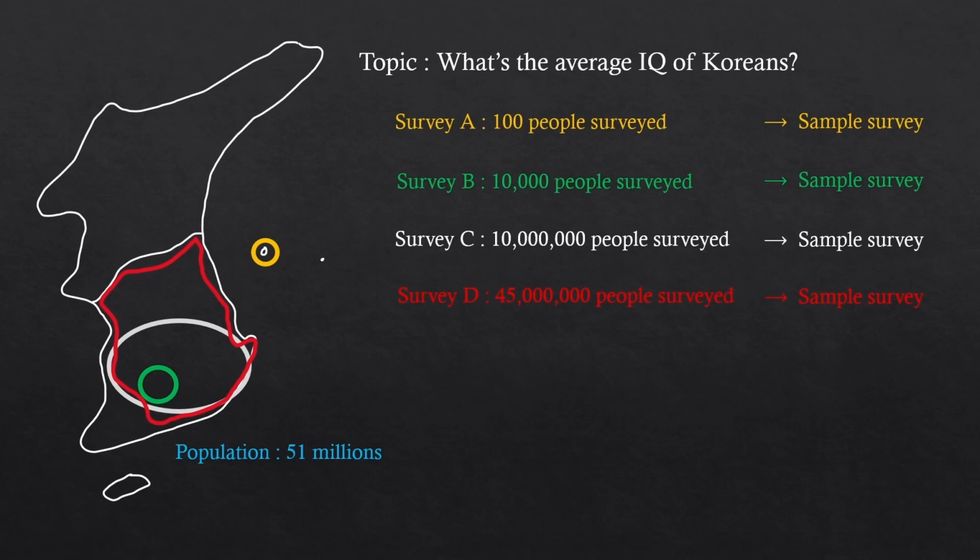Now, survey D covered almost the entire land, as you can see. 45 million people have participated in the survey. But unfortunately, this is still a sample survey.